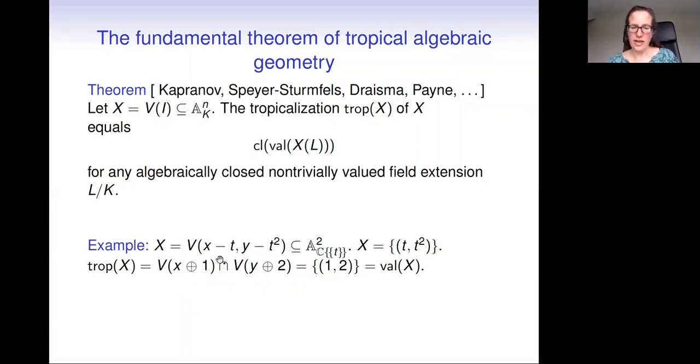And then we're going to get the intersection of this. This is the minimum of x and 1, so x has to be achieved at least twice. So x is 1. The minimum of y and 2 has to be achieved at least twice, so y is 2. And so we get the point (1, 2). But you can see that this is exactly the valuation of the point (t, t squared). Okay, so this is the baby easiest example of the fundamental theorem.